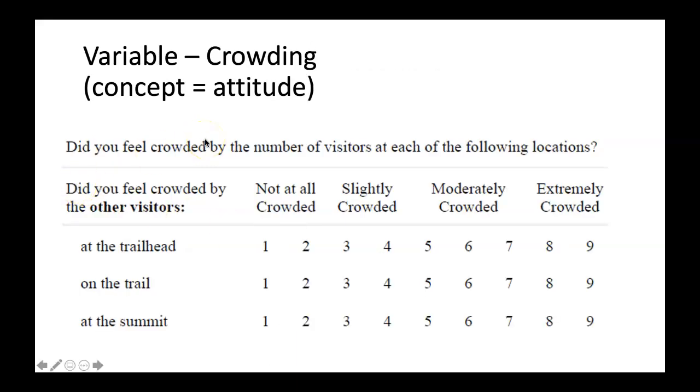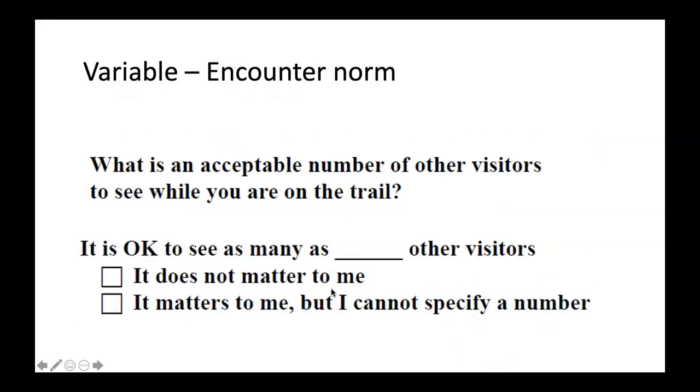Here's another example of how they measured crowding. Did you feel crowded by the number of visitors at each of the following locations? Scale of 1 to 9, from 1 being they didn't feel very crowded at all, to 9 being, yeah, we felt really crowded. Did you feel that at the trailhead, on the trail, and at the summit? Likely just thinking about the spatial dynamics of crowding, people will probably feel a little bit crowded here, less crowded on the trail, and depending on the place, pretty crowded at the summit, or not so crowded at the summit, again, depending on the place.